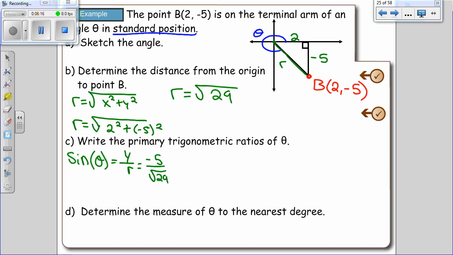That would be a half mark if this was written response. The reason it's a half mark is because that thing needs to be rationalized. You're not allowed to have square roots on the bottom. That's unit 1 review. So multiply by root 29, top and bottom. Your final answer for this ratio is negative 5 root 29 over 29. That's your sine ratio.